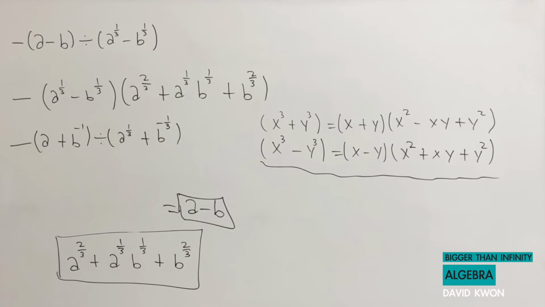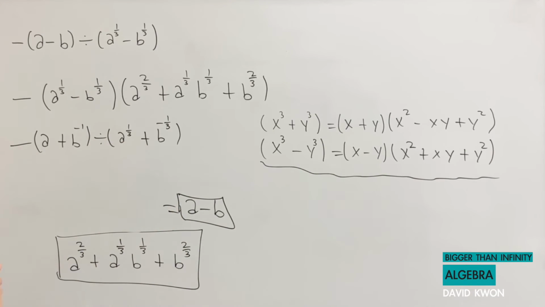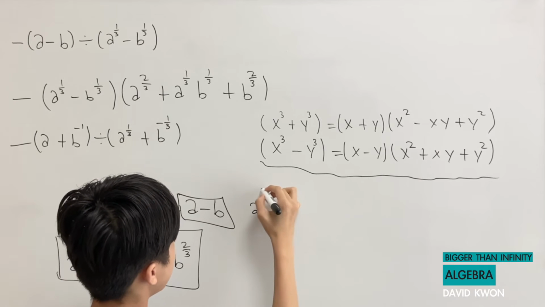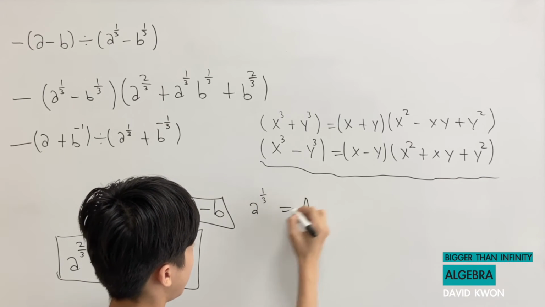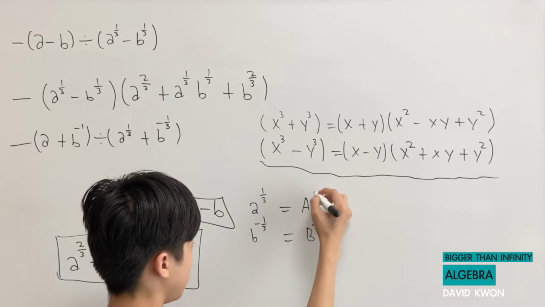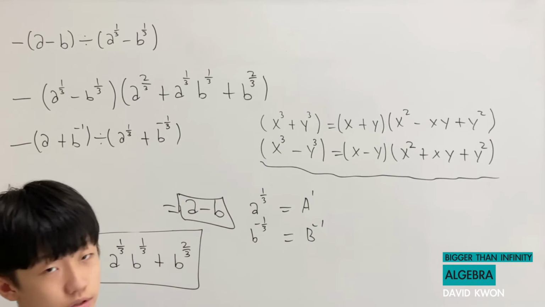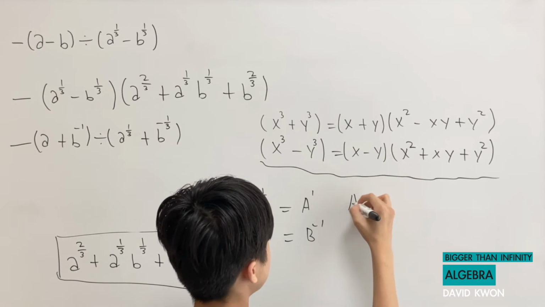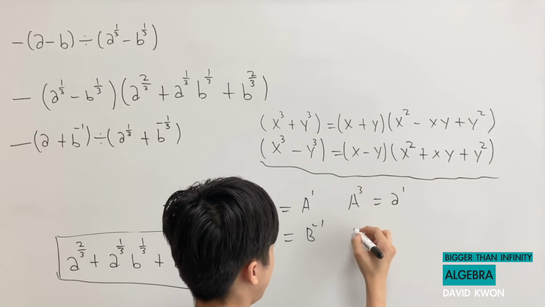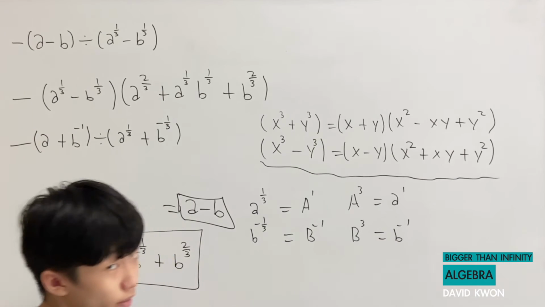Okay, now let's do this one. It is the same thing as this. Okay, let's solve it. Again, the power of 1 over 3, I don't like it. So let's make that into a capital A again. And b to the power of negative 1 over 3 into capital B, which would be b to the power of negative 1. Now, capital A to the power of 3 would be just a, and capital B to the power of 3 would be just b to the power of negative 1.